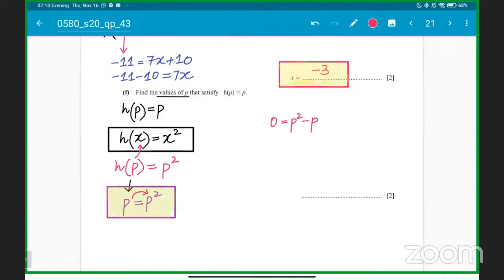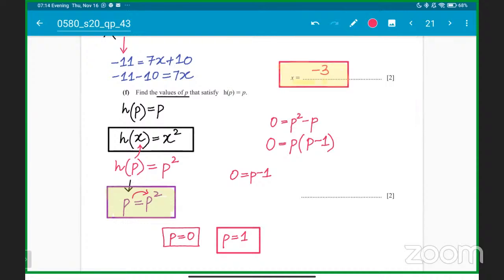Got it, students? If there is nothing left, it's 0. 0 is equal to P square minus P. You take the common factor. So 1P is taken outside, P is left inside, and P times 1 is P. This is the factorization. And here we go, two answers. P is equal to 0, and P can also be 1, since 0 is equal to P minus 1. When you solve, you get P is equal to 1. Hope everyone got this.